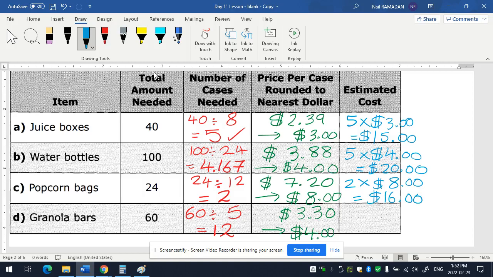Finally, 12 cases of granola bars, retailing at $4 a case. How much is that? 12 times 4 is $48. So you have to secure the addition of all of this money, like $15 plus $20 plus $16 plus $48, to make sure you have enough stuff for everyone coming to your event.